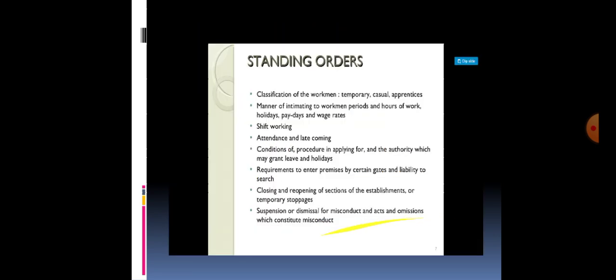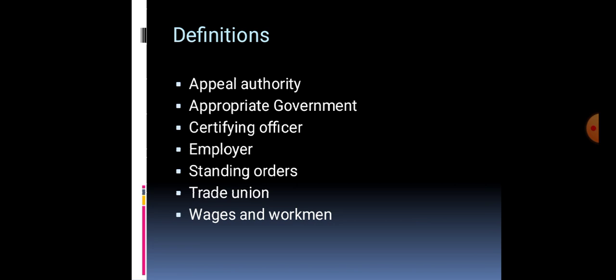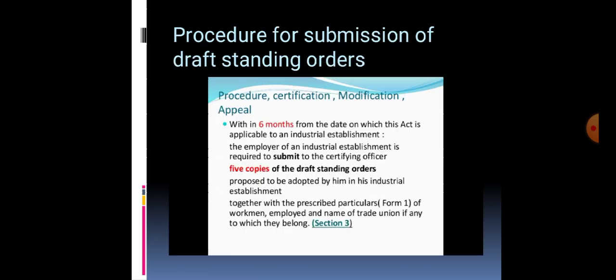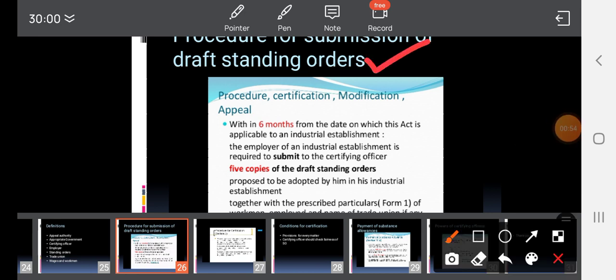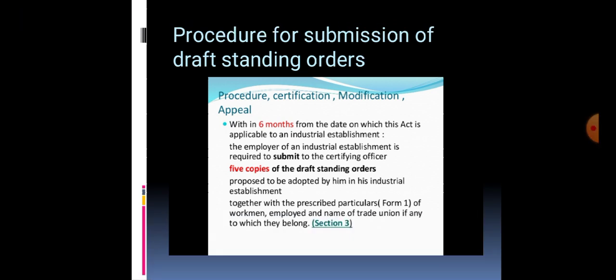Okay, these are all aspects which we have done in the last class. So let's discuss what is the procedure for submission of draft standing orders. As per section 3, the employer has to submit 5 copies of the draft standing orders to a certifying officer within 6 months from the date this act has become applicable to that particular industrial establishment.